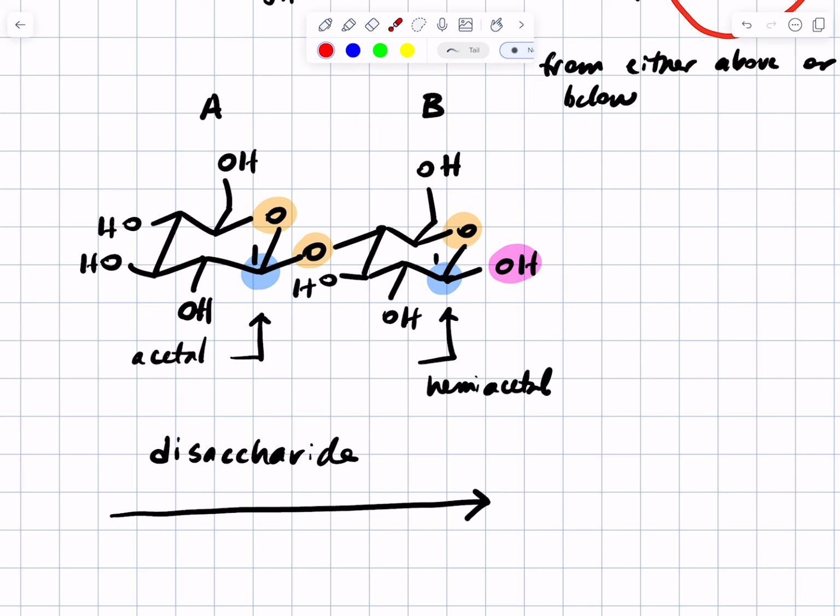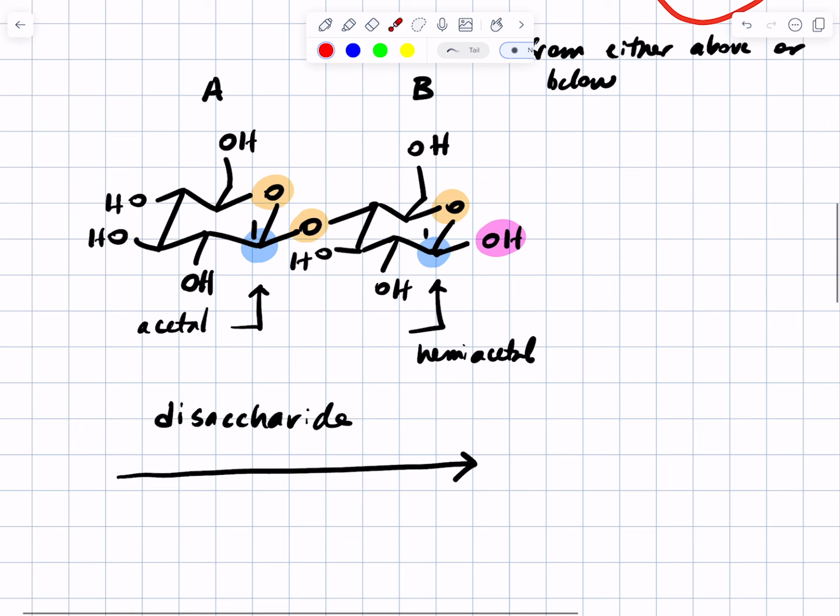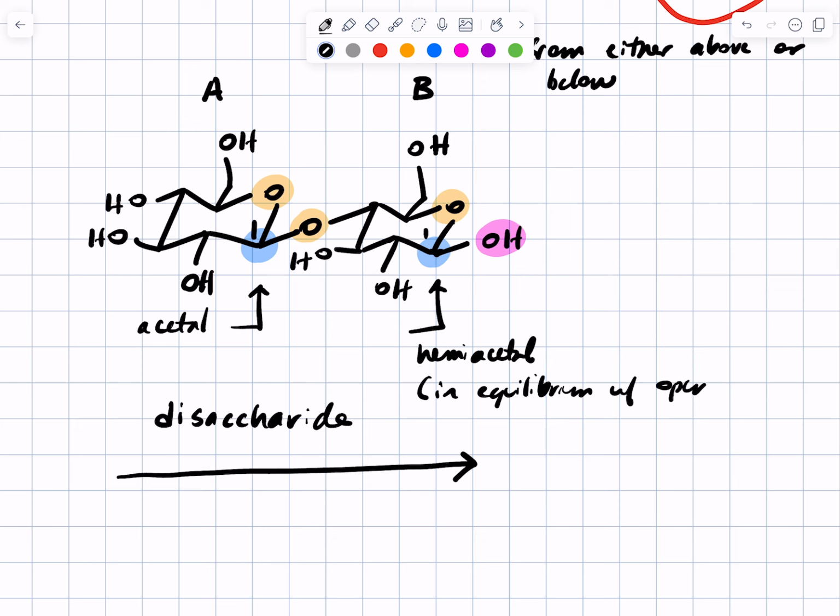The other thing that you might notice is that the hemiacetal carbon all the way over on the right side is in equilibrium with an open chain form. You learned that last time, which in this case would be an aldehyde. So we call this the reducing end of the sugar.